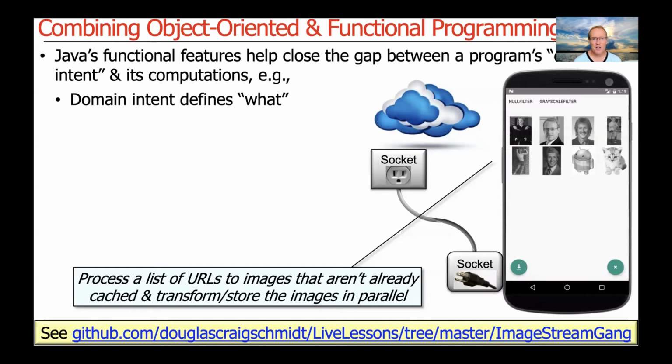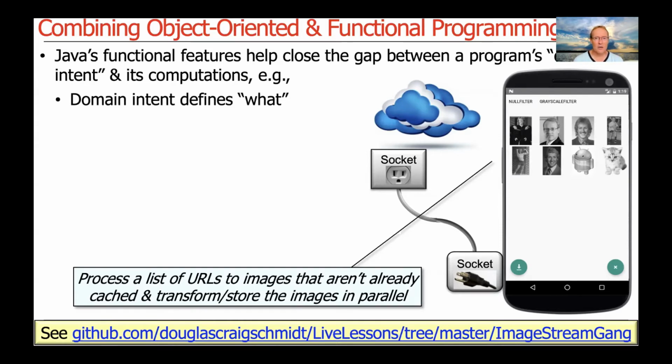To move this from highly abstract to very concrete, there's a fun example that you can find in my GitHub repository called Image Stream Gang, and we will explore it later in the course. Basically, this program is given a list of URLs, either through a GUI, from a command line, from a file, or pre-configured into the program. It takes a list of URLs that point to images that reside out in the network somewhere, in the cloud, if you will, and it will download images that are not already downloaded. So it basically has a cache, and if the images are not yet cached, it'll download them.